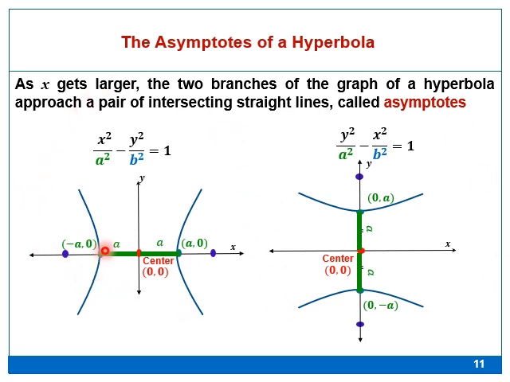Whether it has a horizontal transverse axis or a vertical transverse axis, we can easily locate the center, the two vertices, and the two foci in any of these two cases. One more important thing that will help us sketch the hyperbola is the asymptotes of the hyperbola.